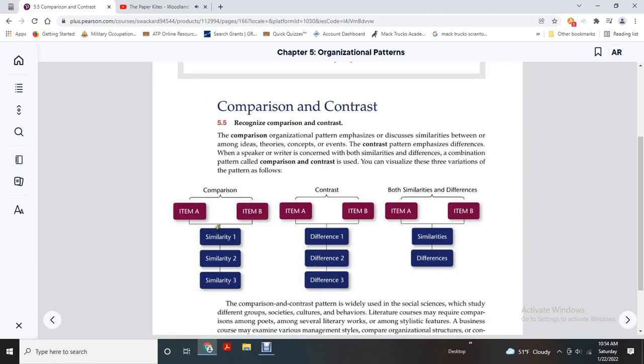Comparison: item A and item B, similarities 1, 2, and 3. Contrast with differences: item A and item B, differences 1, 2, and 3. Both similarities and differences: item A and item B, similarities and differences.